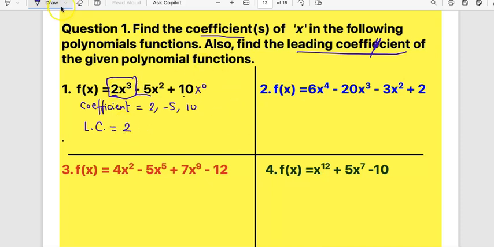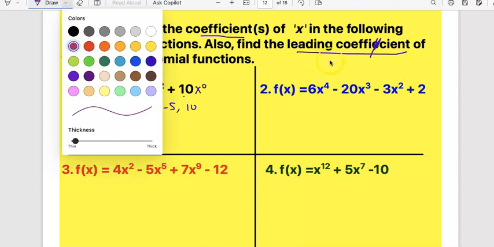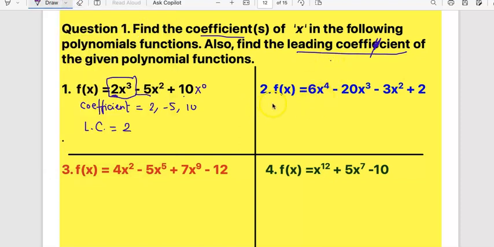Alright. Let me go over one more problem with you so it becomes easy. First of all, let's write the coefficients over here. I have 6, then I have negative 20, then I have negative 3, and then I have 2. What about the leading coefficient? To find the leading coefficient, first of all, we find the term with the highest power. I can clearly see 4 is the highest power over here. The degree is 4. So what is the leading coefficient? That will be 6.